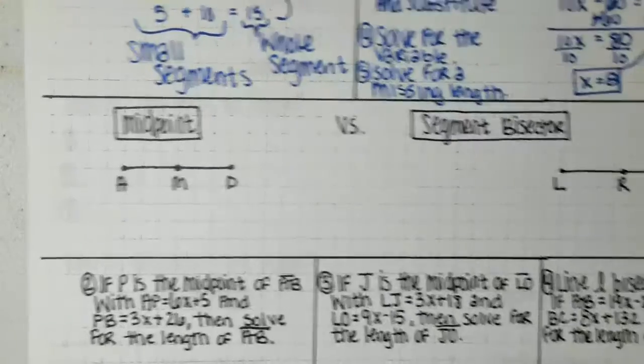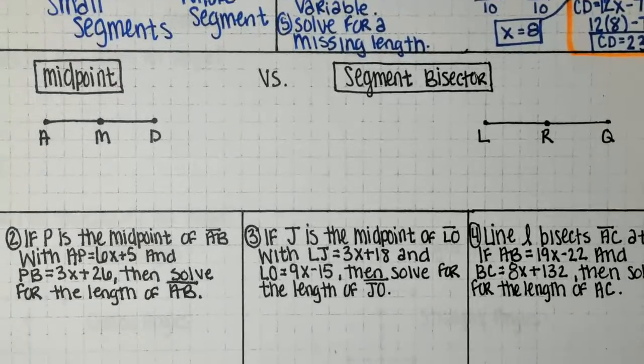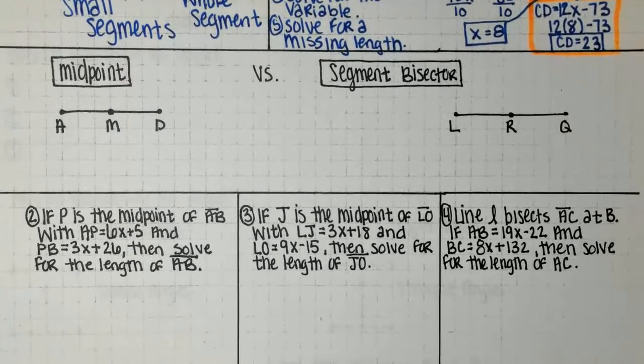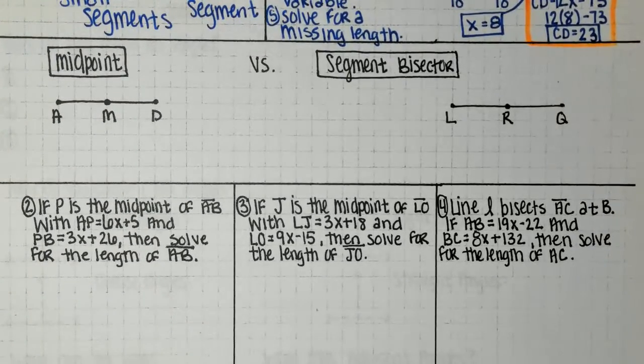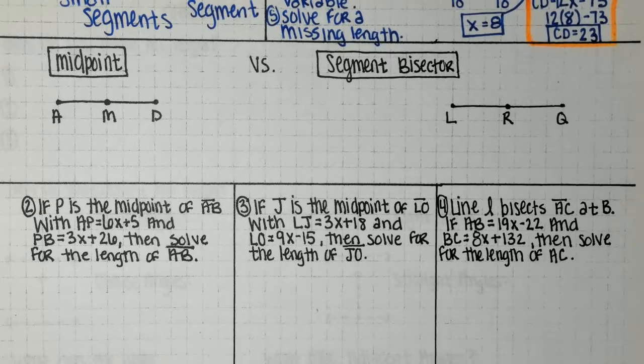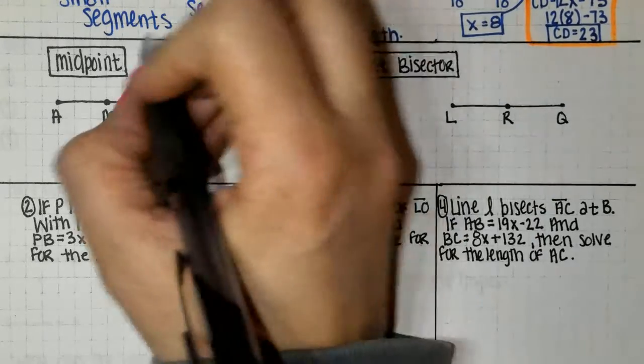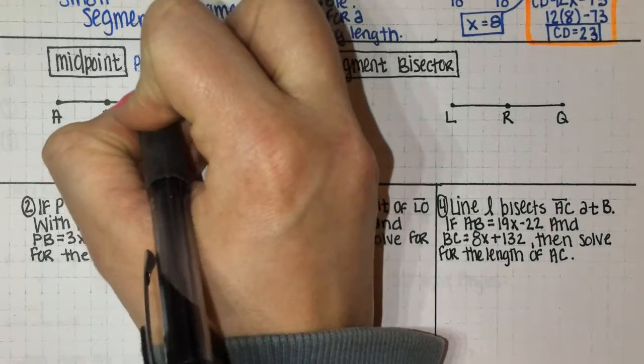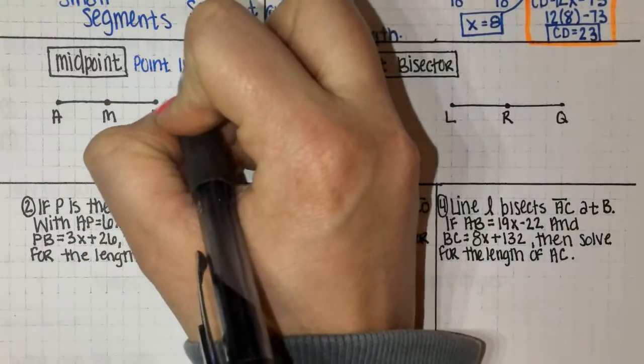All right. So midpoint versus segment bisector, we're going to talk through these together. What day was it? On Thursday, we talked about the definition of midpoint and the definition of bisector. Remember, the definition of midpoint is that it's the point in the middle. Midpoint is the point in the middle of a segment.